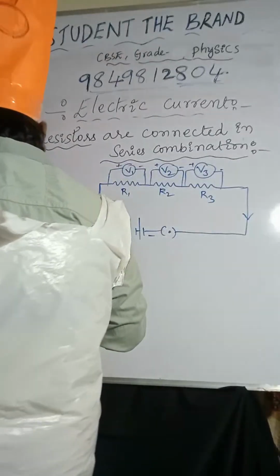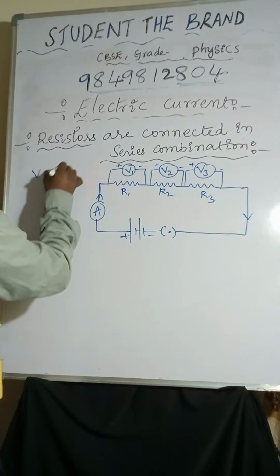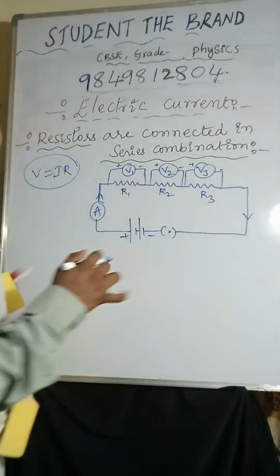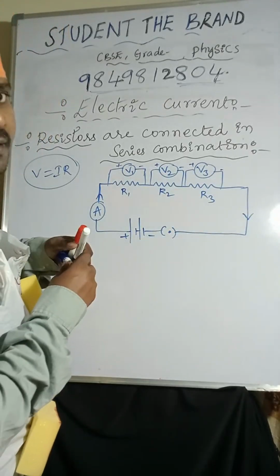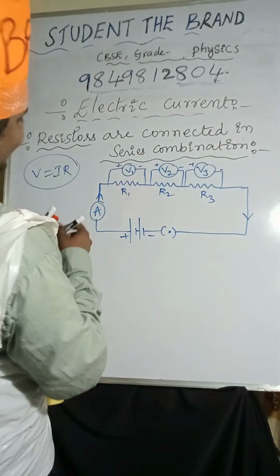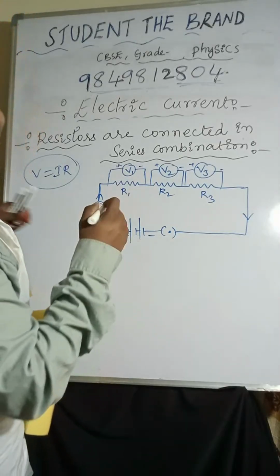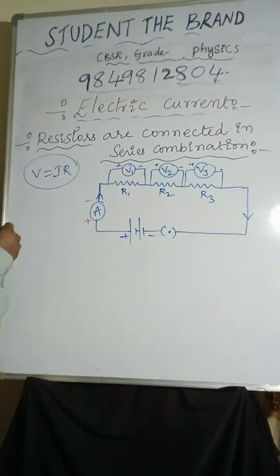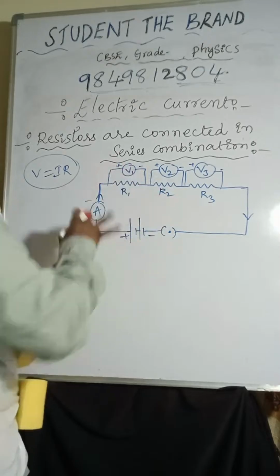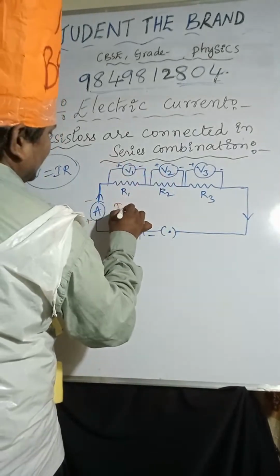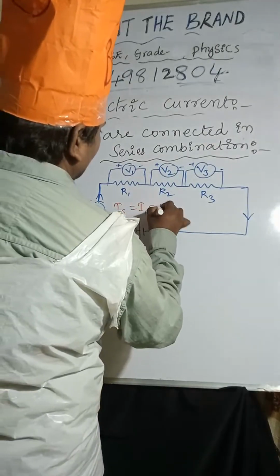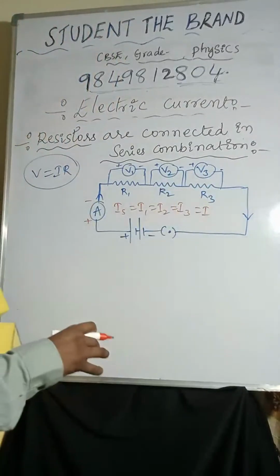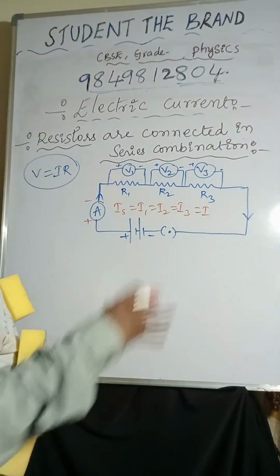We know potential difference V equal to IR. Here, the current is the same in the entire circuit. So Is equal to I1 equal to I2 equal to I3 equal to I, because all are connected in series combination.